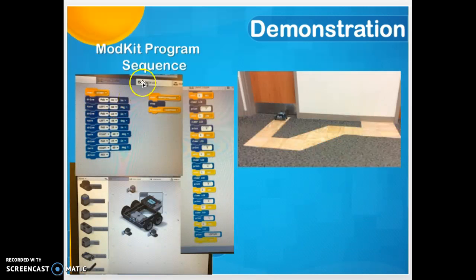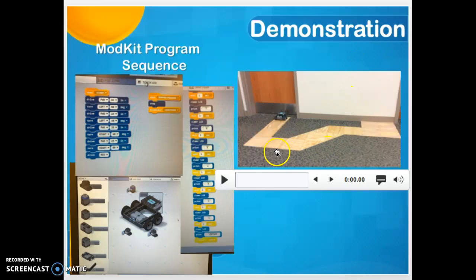I use ModKit, which is new. I actually haven't used ModKit in the classroom yet. I used to use Robotsy, but it's been giving us a few issues. So you can see my code here on the left. This is the code just to navigate the course. And then we have the bumper sensor code kick in, and then the code for what's going to be displayed on the screen. So my demonstration here.